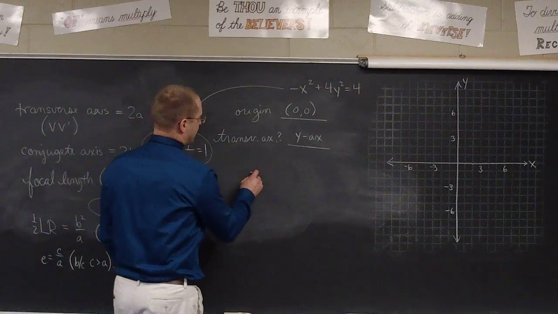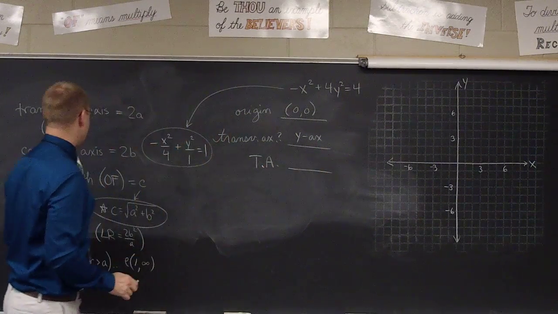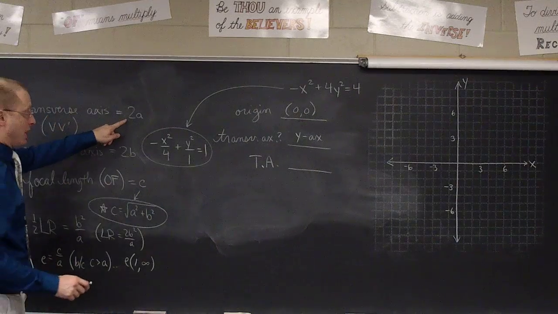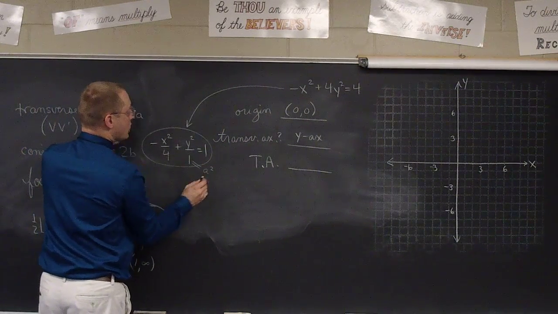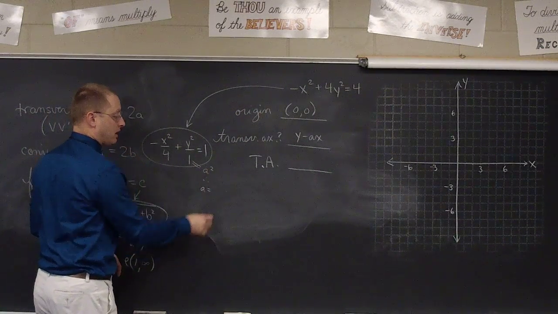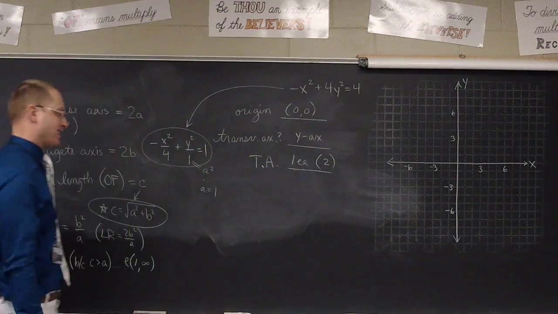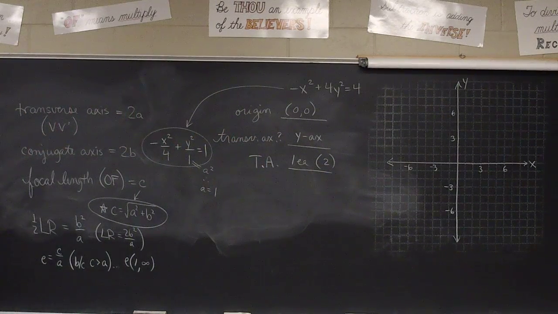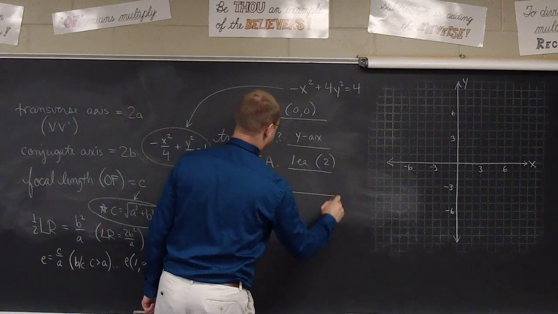The next thing we'll want is how big is the transverse axis. And remember we said the transverse axis is 2a, where the positive is the a squared. So the 1 is the a squared, therefore a equals 1. So we could say 1 each, or we could say 2. That's how long the entire transverse axis is, only 2. 1 each.